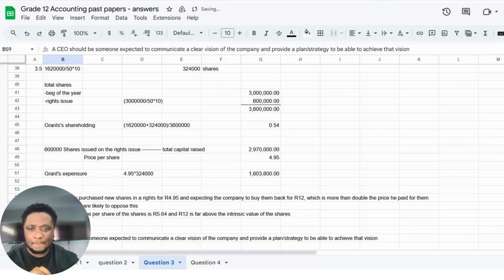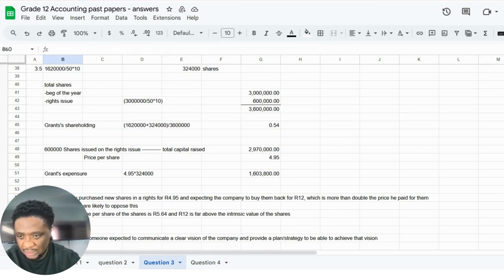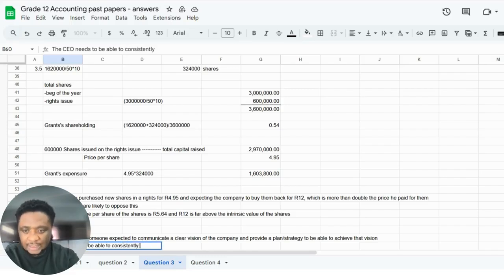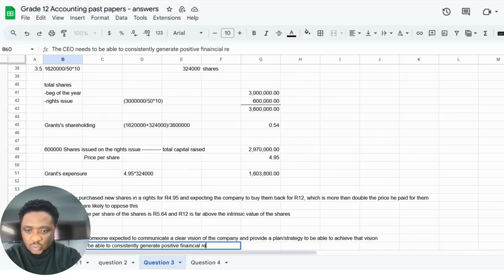And then the other thing that you would want from a CEO is that the CEO needs to be able to consistently generate positive financial results for the shareholders, right? So that's another thing.